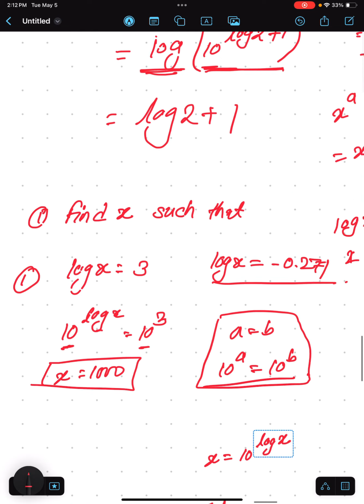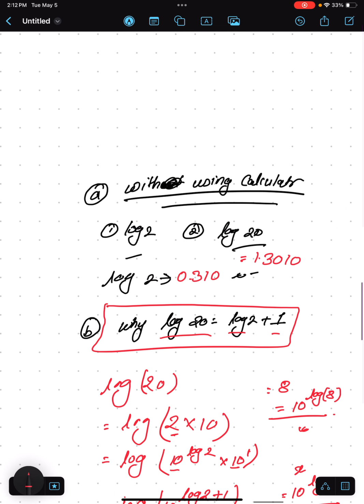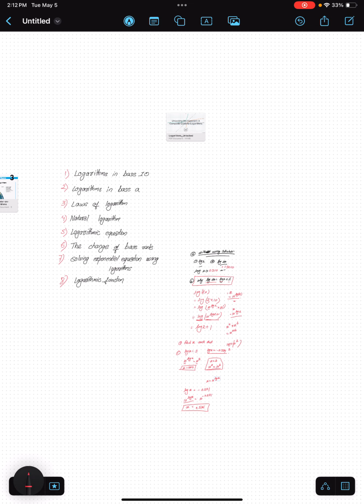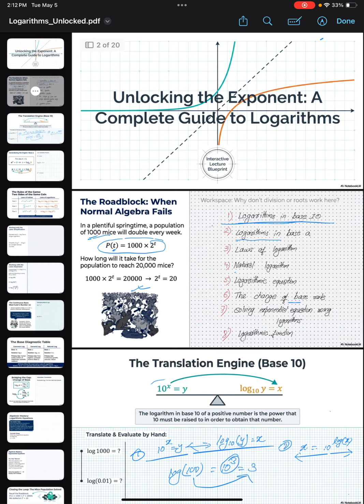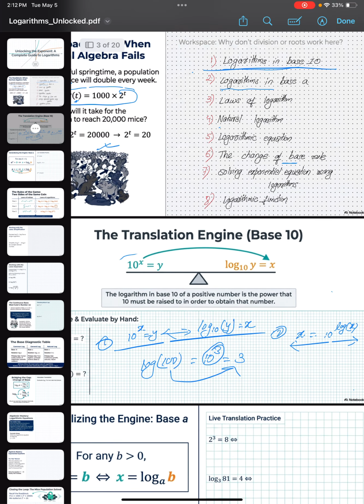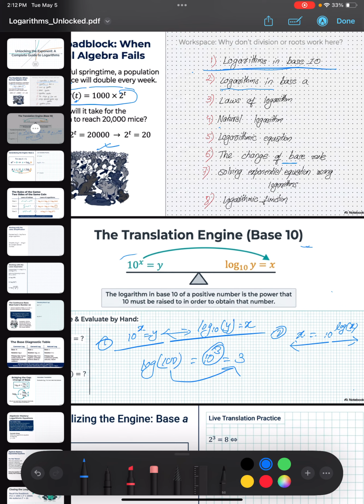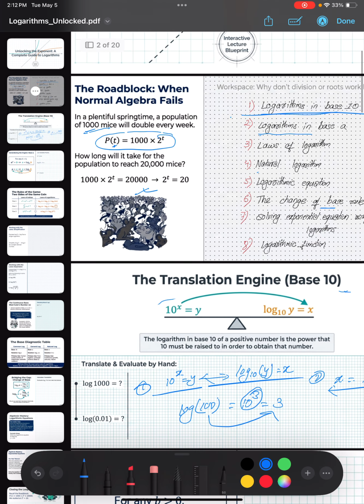So yeah, I think for this chapter we did this much practice. The translations we did in base 10, and we also did all the practice, and I think this is enough for this session. So now let's go into the logarithm in the base a now, which will be in the next video.